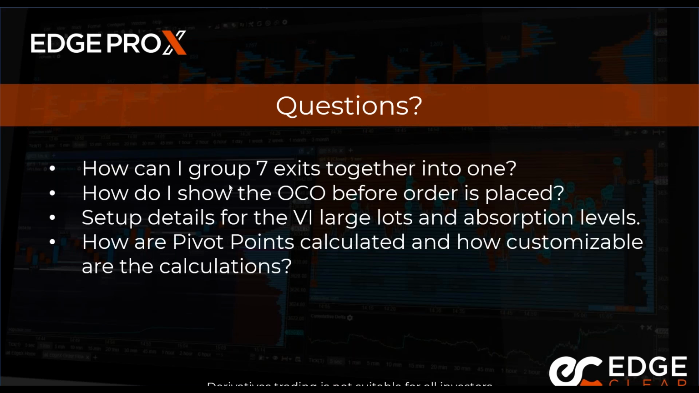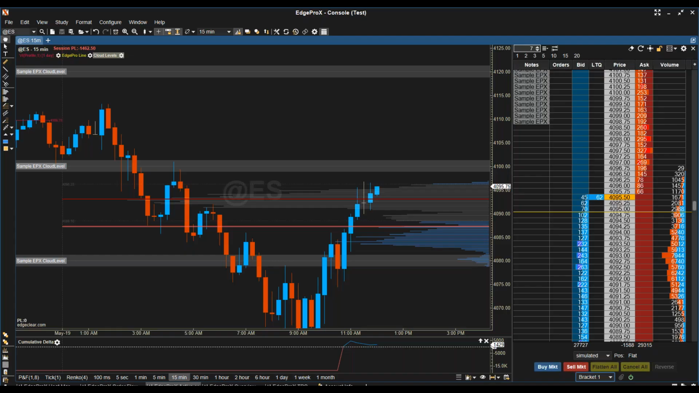So how do I show the OCO before the order is placed? All right, so this is a new update here in EdgeProX. If I hover my mouse over the DOM, you can see exactly where each OCO will be placed. So if I turn it off though, this doesn't happen. So this is a new update that we put in.